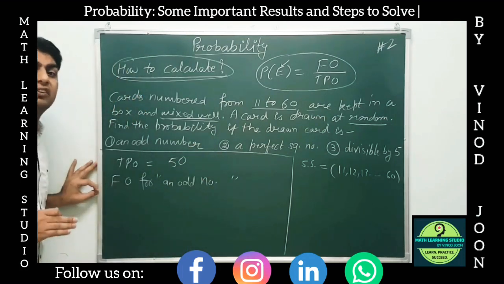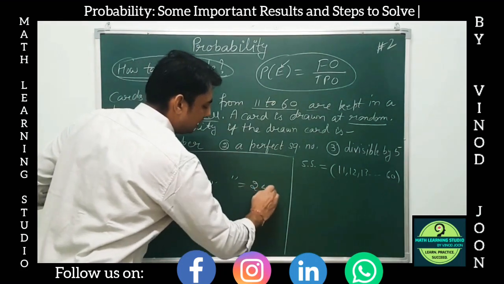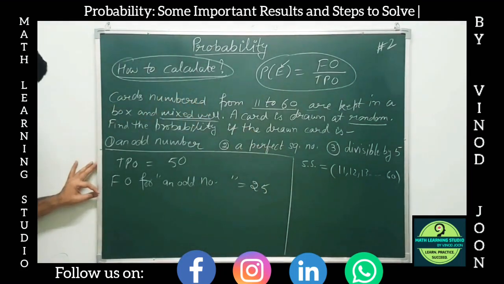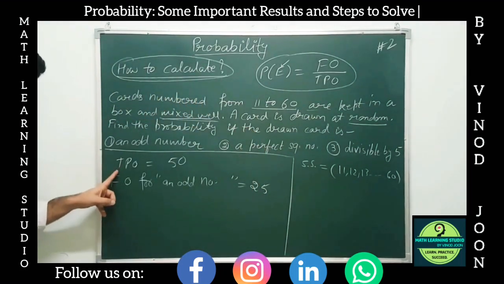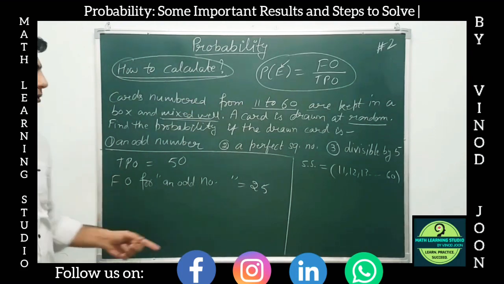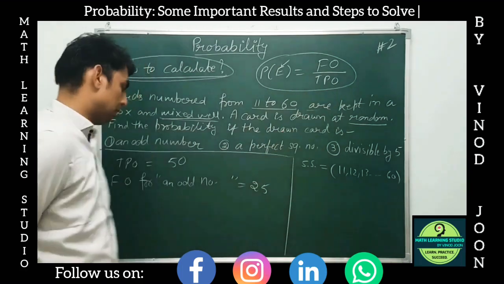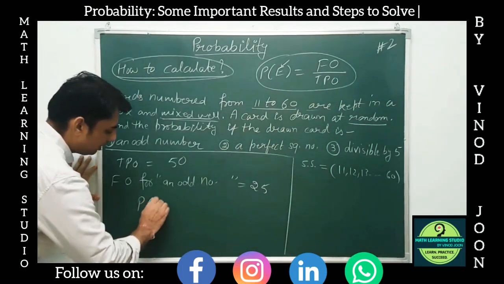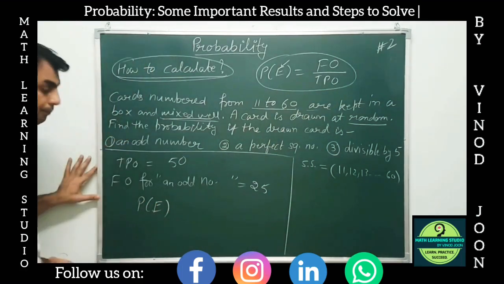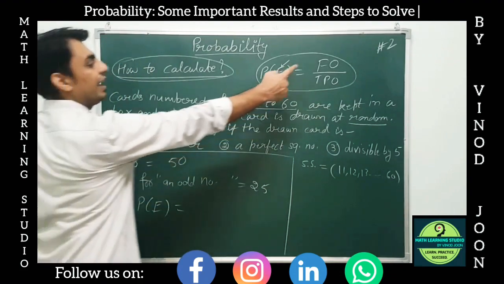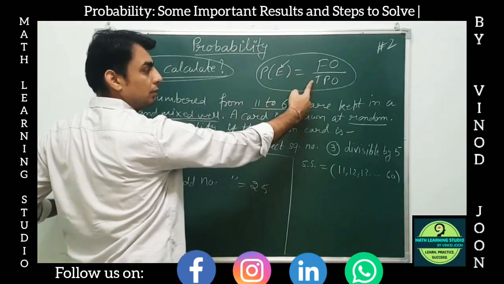With odd number के favorable outcomes चाहिए. How many will be there? There will be 25. Alright? So we got the total possible outcomes, we got the favorable outcomes. And this is the formula for finding the probability of any event. So we'll write here, so probability of the event is equal to what? FO out of total possible outcomes.